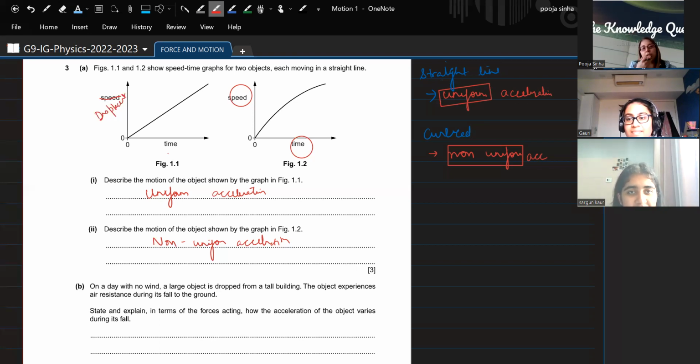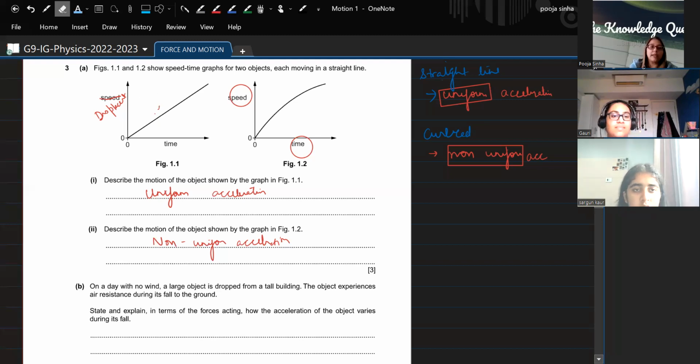Okay. Gauri, would you like to answer? So if a distance-time graph shows the gradient as the speed, then a displacement-time graph should have a velocity, because displacement is a vector quantity. Right. So the gradient will be velocity.